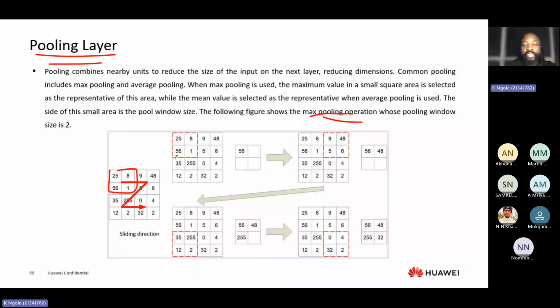56, we go here. And then we do the same thing there. The highest, okay, we do the same thing here, the highest 255. We do the last one, the highest 32. So that's what we have here. So we finally turn it into that. Okay, and then we have a fully connected layer.